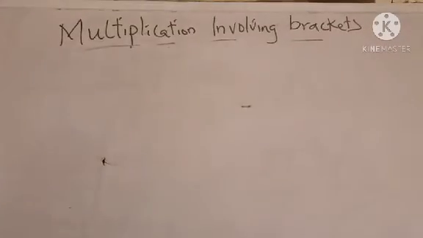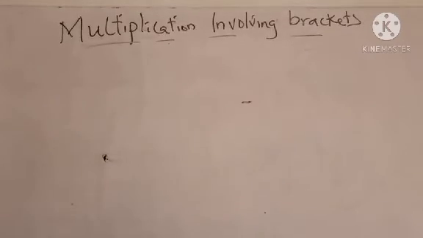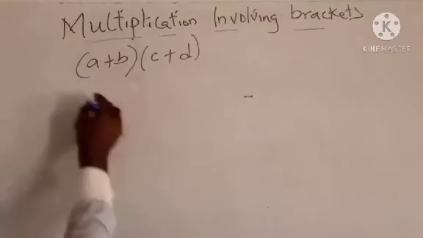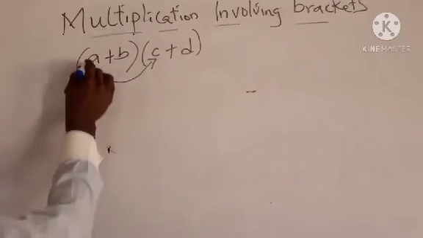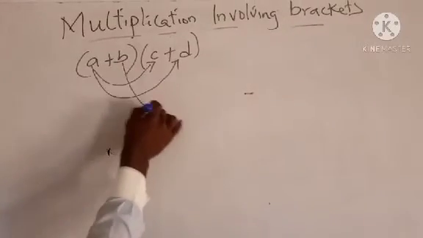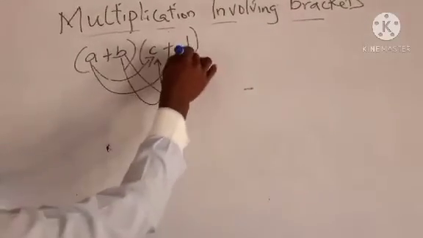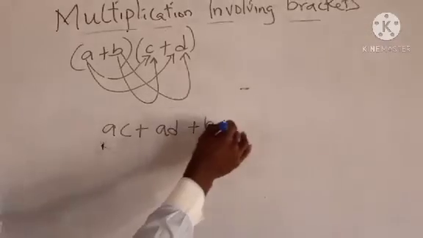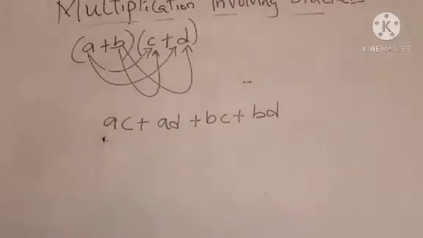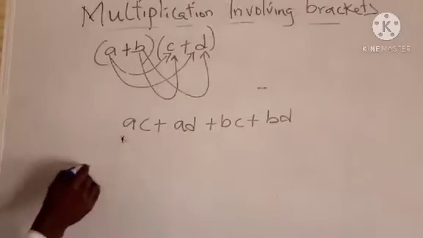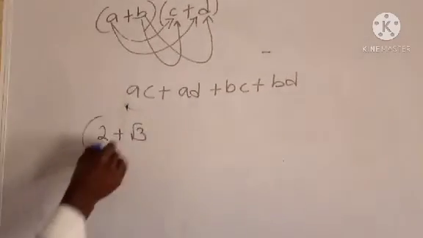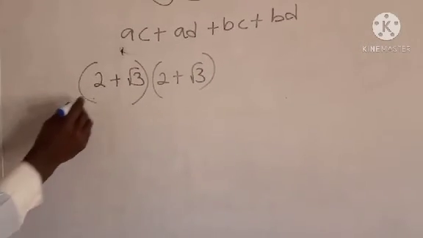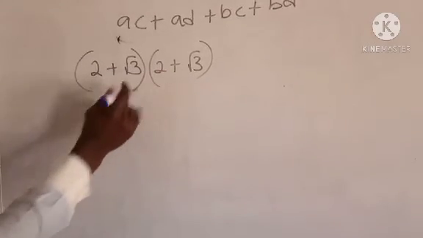Surds are to be multiplied involving brackets. We use the usual rule for a plus b, c plus d. The rule says a multiplies c, a multiplies d, b multiplies c, b multiplies d, giving ac plus ad plus bc plus bd. So if I have a surd of this form, 2 plus root 3 multiplying 2 plus root 3, the same rule applies here. 2 times 2 gives 4.